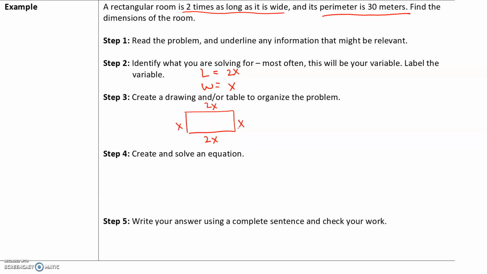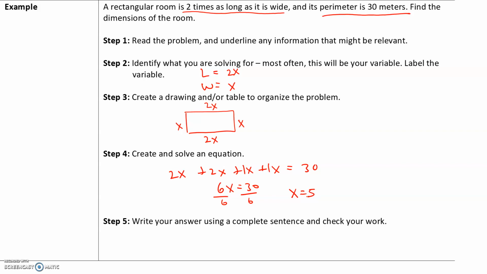The perimeter is 30. How do you get a perimeter? The perimeter means you add up all the sides. So if we add up the length, which is 2x plus 2x, and the width, which is x plus x, that equals the perimeter, which is 30. So 2x plus 2x is 4x, plus x is 5x, plus x is 6x, so we have 6x equals 30. We divide both sides by 6, and we get x equals 5.